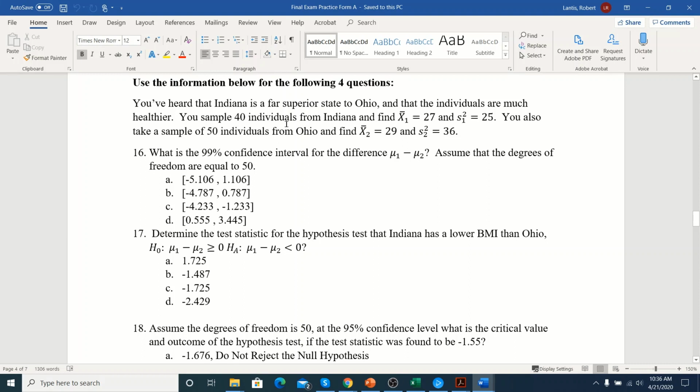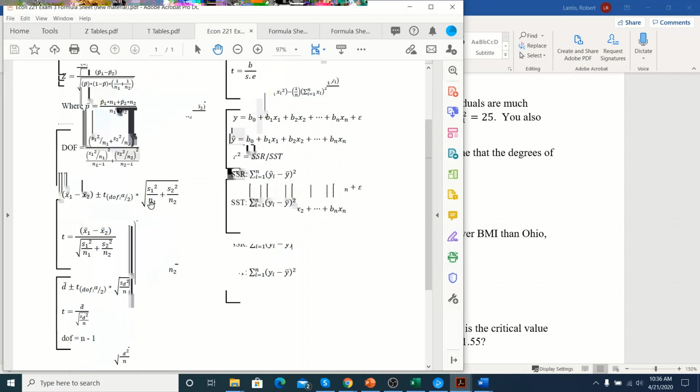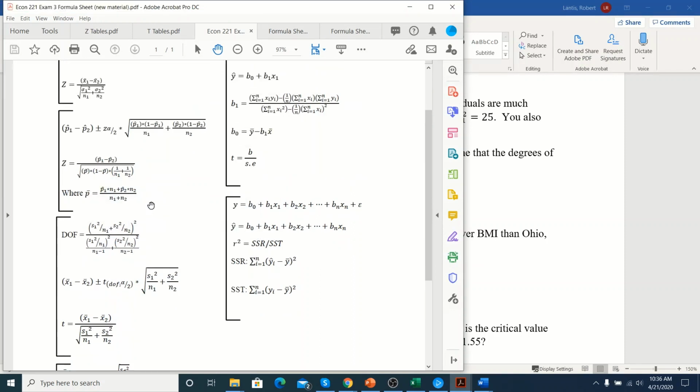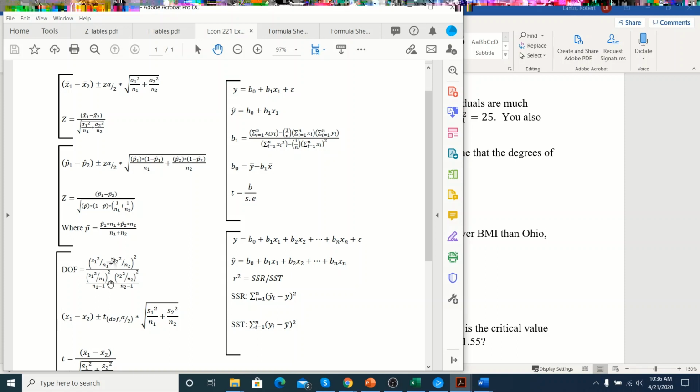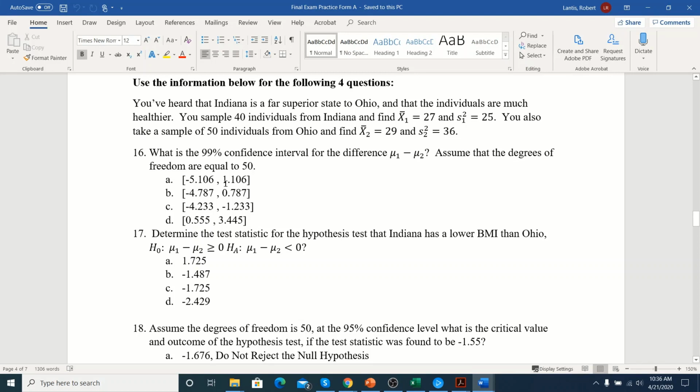So I sample 40 individuals from Indiana, 50 from Ohio. I find average BMIs in both states, and then the sample variance in BMIs from both those states. Now, we would usually have to use that complicated formula to find the degrees of freedom, so I go to my formula sheet. That equation is on there. Oh, where is it? Right here. But I told you I'm not going to make you use that. I'll always give you this assumed true degrees of freedom, just because it's very easy to make a math error here. So we've got this degrees of freedom and 99% confidence interval.